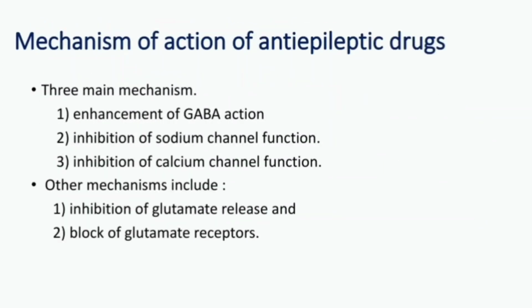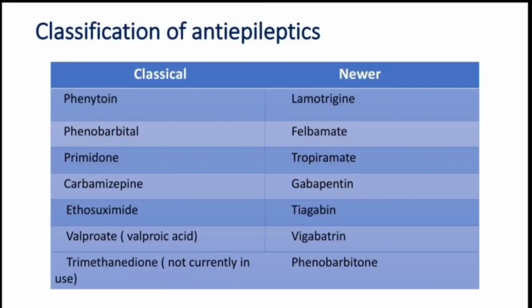The mechanism of action of anti-epileptic drugs. There are three main mechanisms of action. First is enhancement of gamma-aminobutyric acid, which is the predominant inhibitory neurotransmitter in the mammalian central nervous system. Second is the inhibition of sodium channel function, and third is inhibition of calcium channel function. Some other mechanisms include inhibition of glutamate release and block of glutamate receptors.